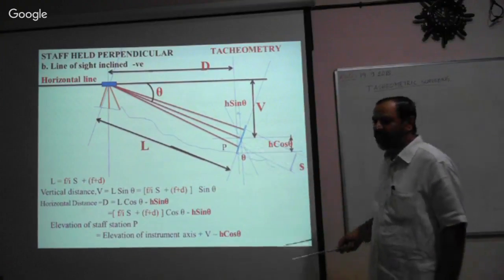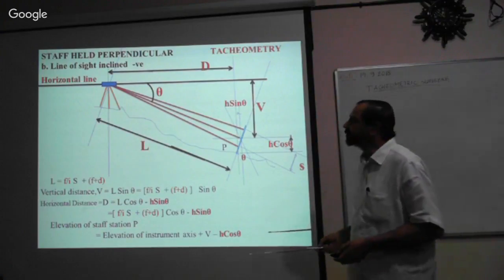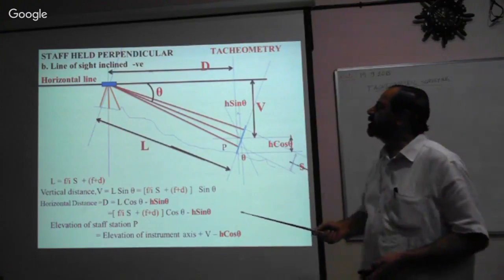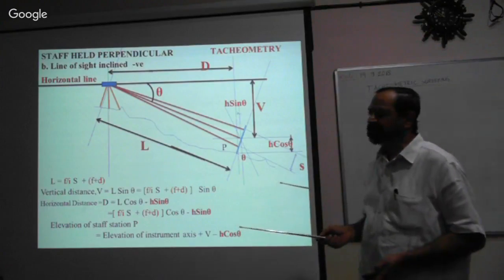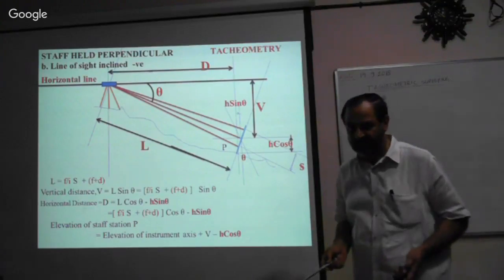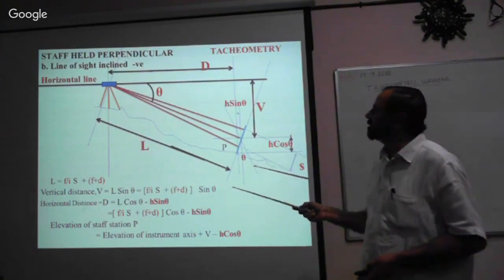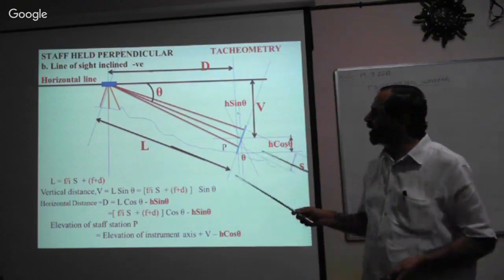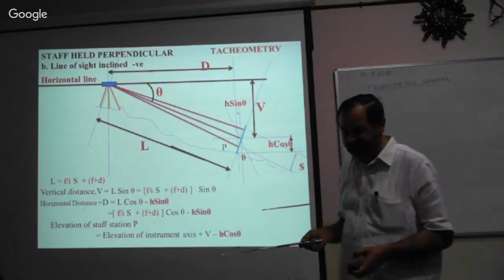Then I think we have now discussed the stadia method. In the stadia method, the line of sight is horizontal with the staff vertical, then the line of sight is inclined with the staff vertical, one with an angle of elevation and the other with an angle of depression. Then in another method, the line of sight is inclined with the staff perpendicular to the line of sight, with the angle of elevation and also with the angle of depression.